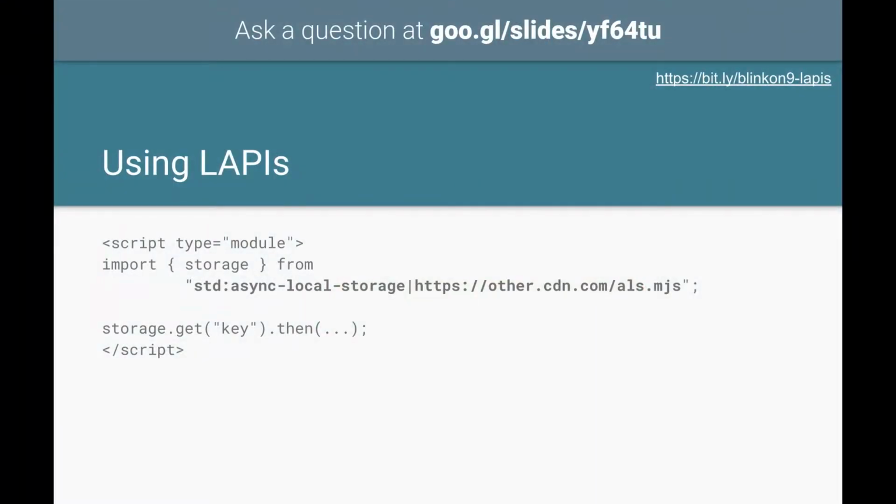You can use this also inside of modules themselves. Here's another example more along the lines of a library, where you have async localstorage, which is one of the LAPIs we're considering. You just import that, and you can start using it straight away.